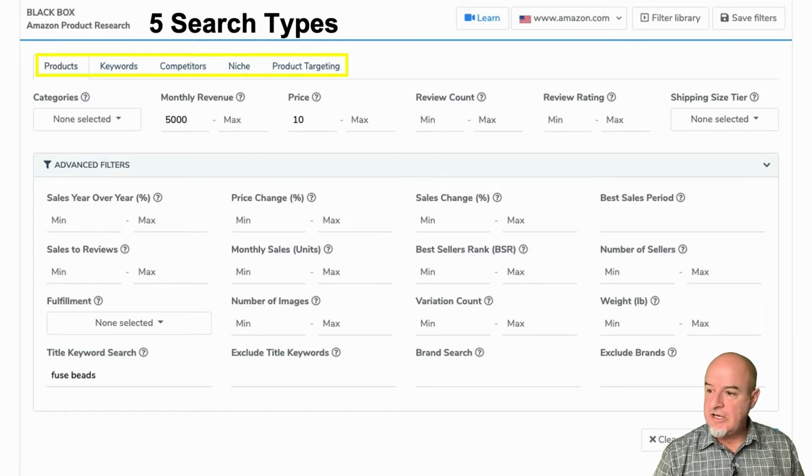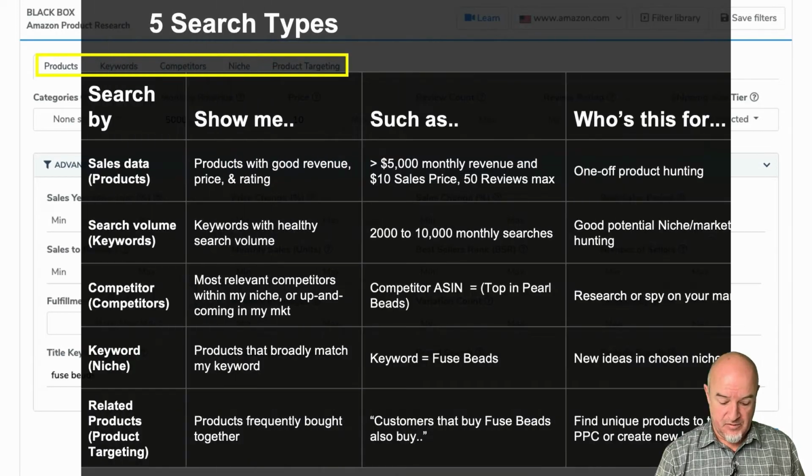So as you can see in the black box app itself, you have those 5 search types. They are products, keywords, competitors, niche, and product targeting. I'm going to again run through a live demo of each one of these real quickly. I would also suggest that you check out the Learn tab in black box, and I'm going to assign that to you here at the end of the lesson if you want to learn about any one of these tabs when you're in there playing around.